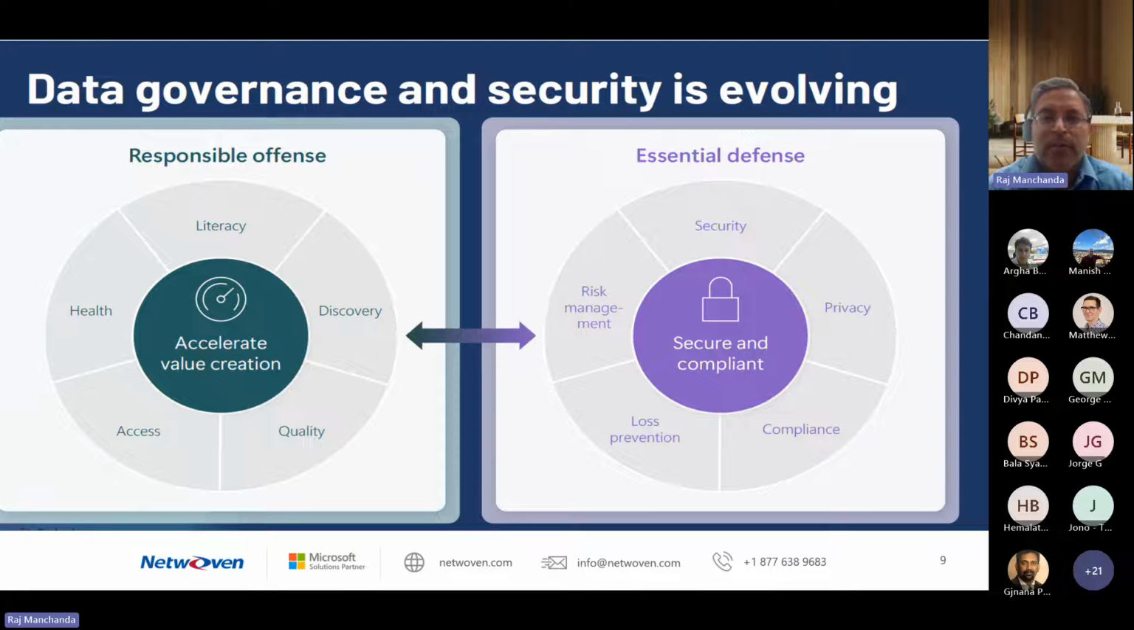So in order to meet these challenges, right, we have to have two approaches. One is really we need to make sure that security requirements are increasingly becoming more challenging, and in order to handle that, we have to have responsible offense and responsible essential defense, right? So these two covenants are really important to handle. Responsible offense is going to enable acceleration in value creation, while essential defense enables us to have our data secure and stay within regulations, right?